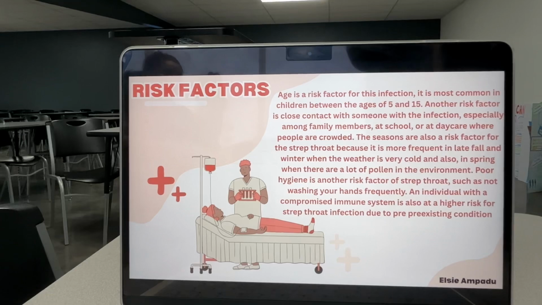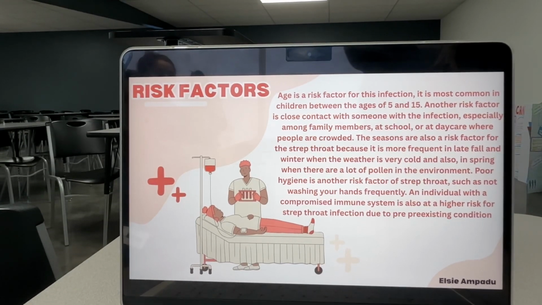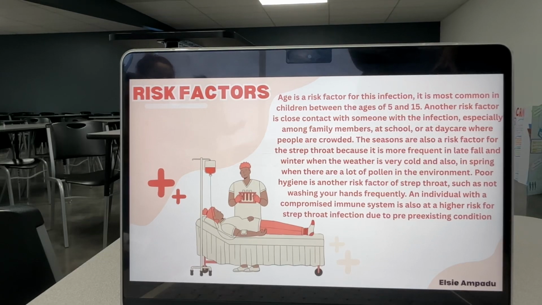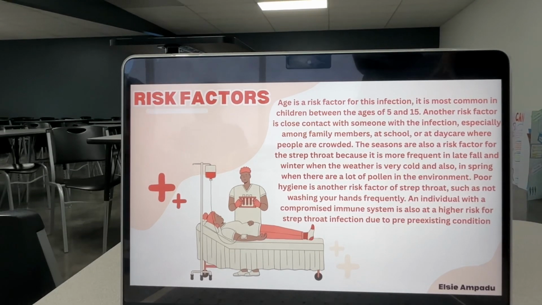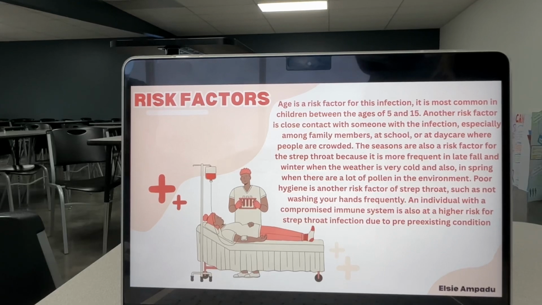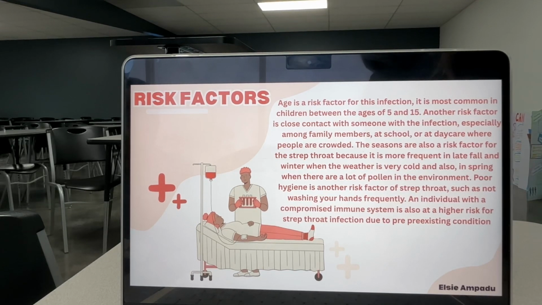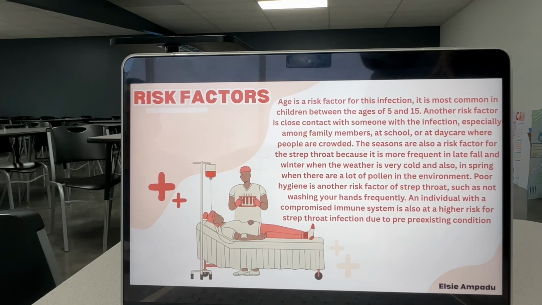Risk factors of streptococcal pharyngitis. The main risk factor is age. It mostly affects children between 5 and 15 years. Another risk factor is close contact with somebody who has the infection, especially among family members, at school, and at daycare where people are crowded.